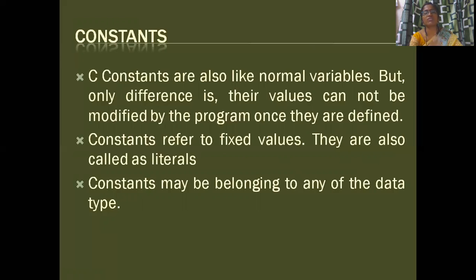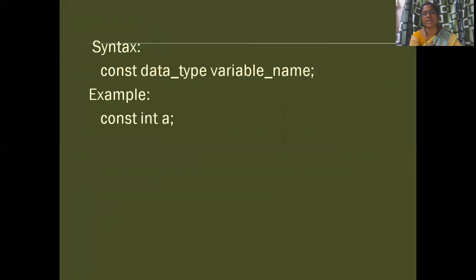So constants refer to fixed values. They are also called literals. The other name of constants is literals. Constants may belong to any of the data types. It can be float, character, or integer. Constants can be of any data type. For syntax, we can write the constant like this: const. This is the keyword. Using const, the data type is declared and the variable name is declared. So this is the data type, and this is the variable name, a name which we use.